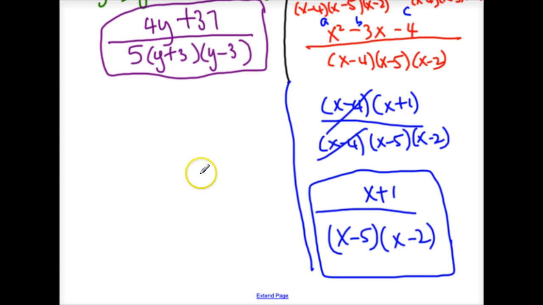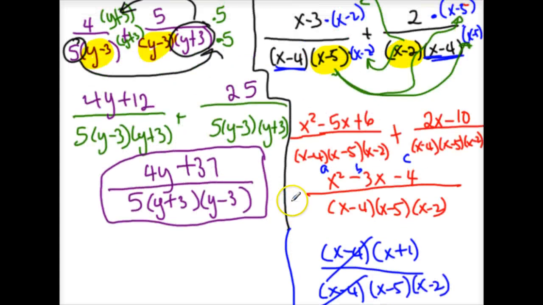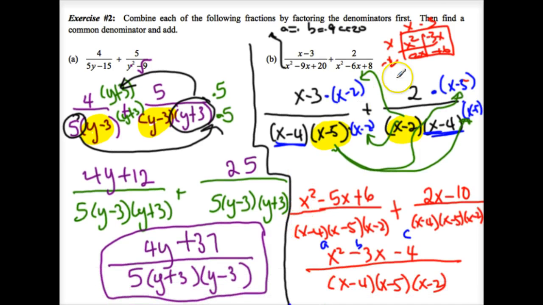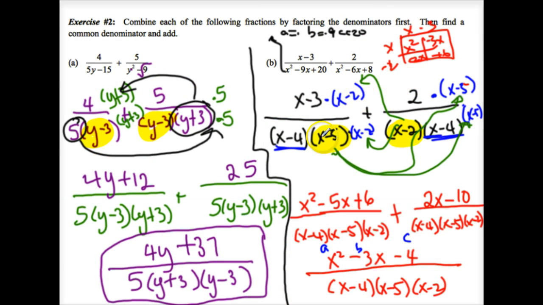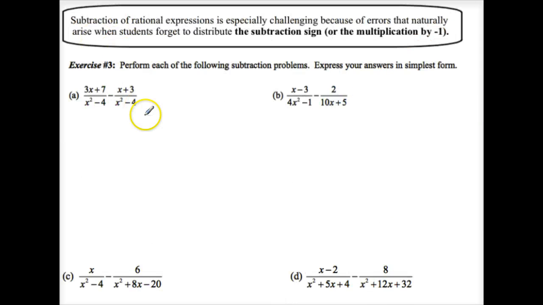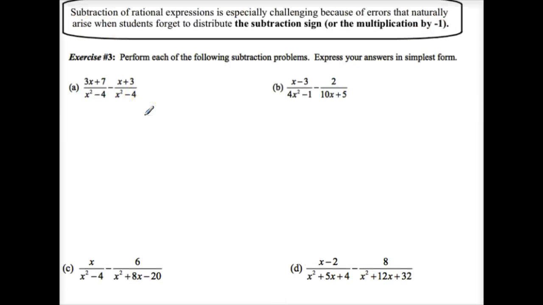Yes, I know this was a long one, but with addition and fractions, which we all hate, we have to get a common denominator. That's why I need to know what's left over and what can I multiply the other side by. Now let's go into some subtraction problems. So, subtraction of rational expressions is especially challenging because errors are naturally made when students forget to distribute that negative sign or the multiplication by that invisible one.